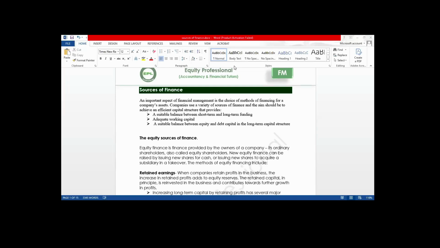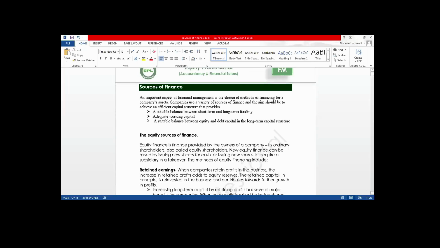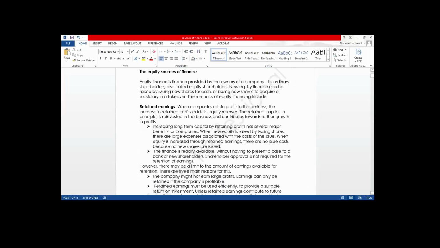Tonight, we shall be looking at equity financing. What are the sources of equity financing? What is equity finance? Finance provided by the owners of the company. Money contributed by the shareholders of the company. That is equity finance.